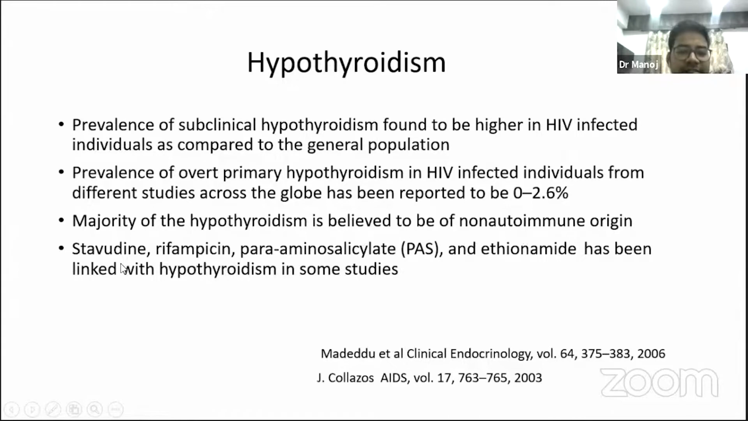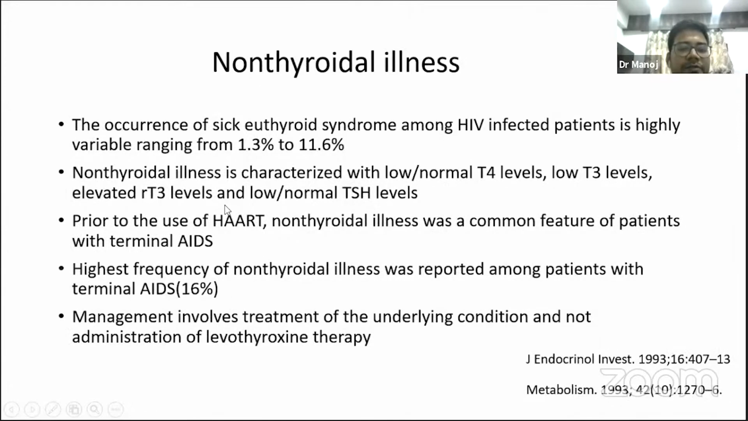There are various drugs used for the treatment of various complications and tuberculosis. They can have an effect and can lead to hypothyroidism. Now, coming to non-thyroidal illness, the occurrence of subclinical thyroid disease among HIV patients varies from 1.3 to 11.6%. It is characterized by low or normal T4 level, low T3 level, and elevated rT3.